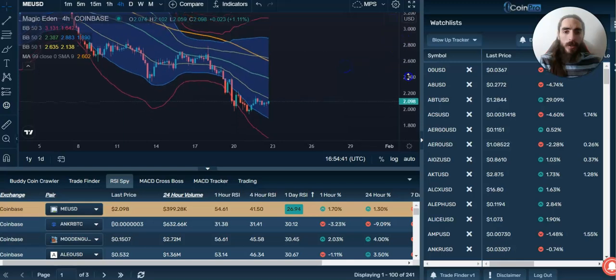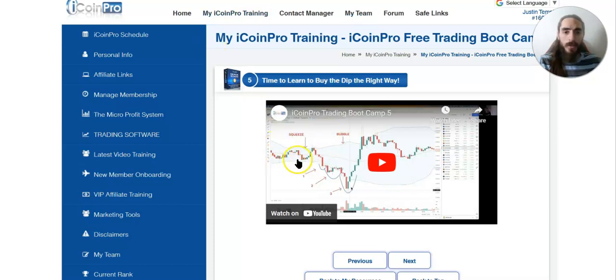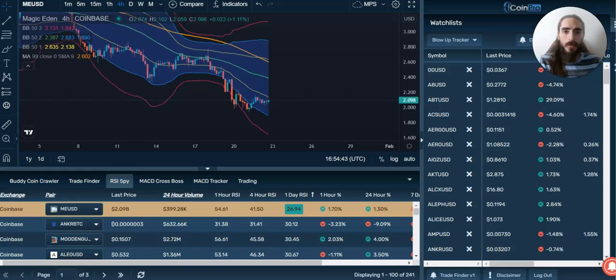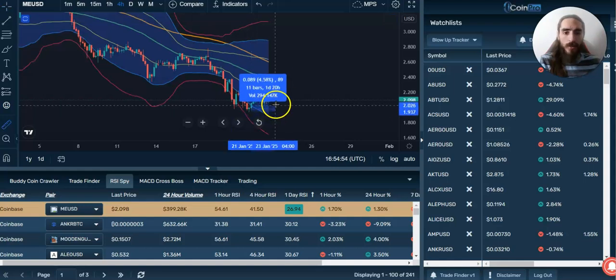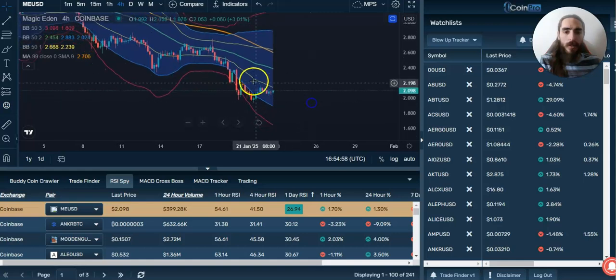Oh, hold on. So we got the squeeze and the bubble, like in the boot camp right here. Look, squeeze, bubble. Then we got a one dip, two dip, three dip. Okay, here's a trade. Here's a perfect trade. So that's a 13% trade right there. Okay, so there's exactly what you're looking for. And you would buy right here.